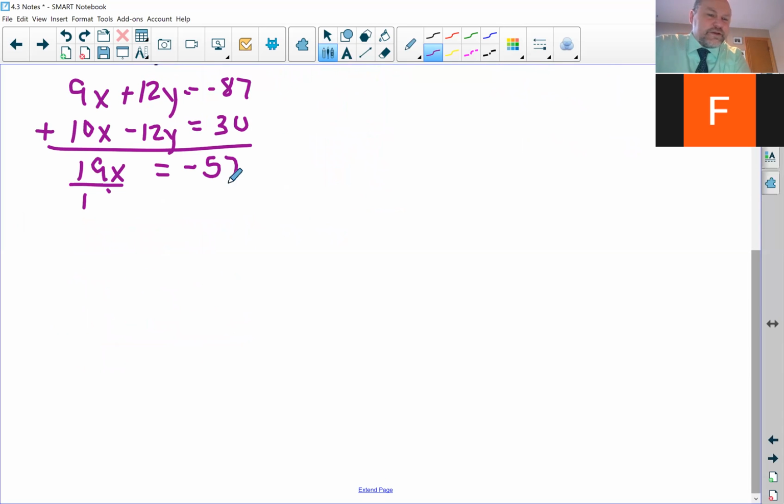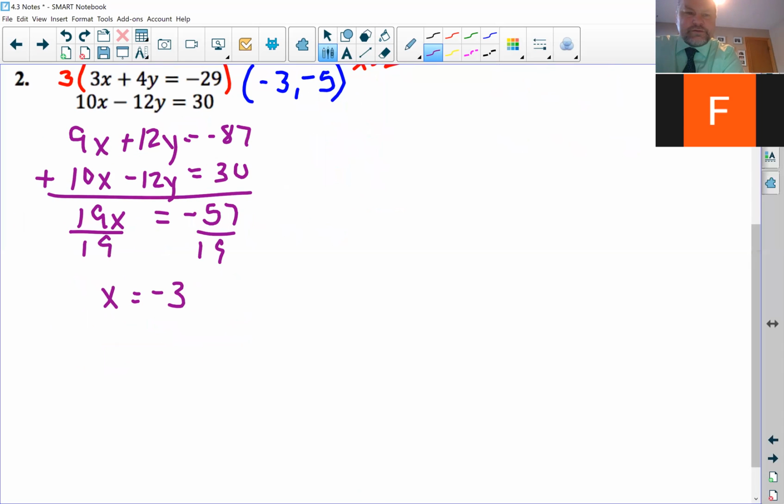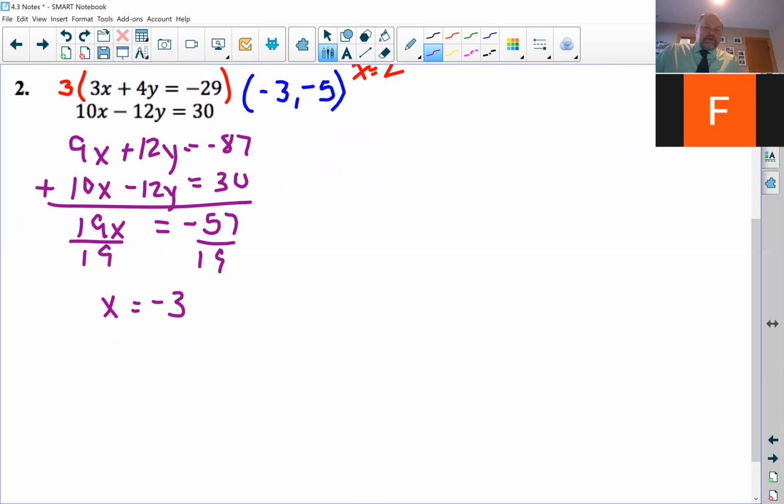Divide both sides by 19. You get x equals negative 3. Choosing an equation to plug into to find my y value. Again, it really doesn't matter which one you choose.